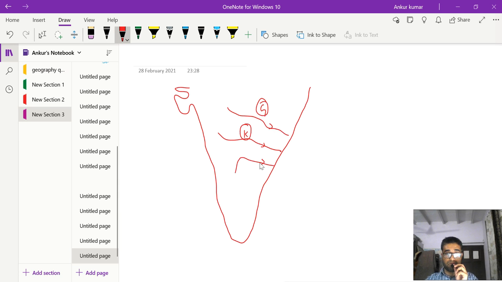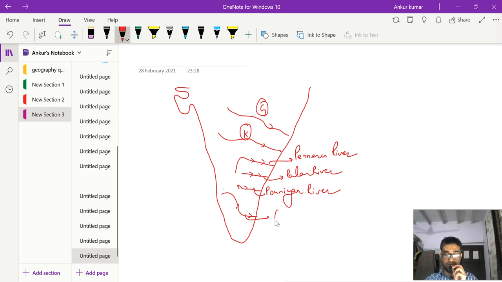Below Krishna here we have another river, that is Peneru River. This is Peneru River, right? This is Palar River here. Okay, Palar River, and here the Ponniyar River. After that you have the same, that is Kaveri River system. This is Kaveri River system, right?